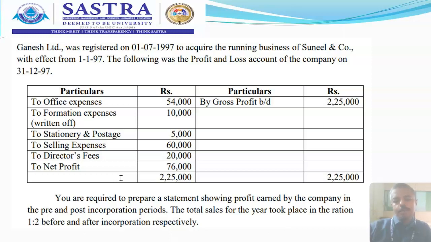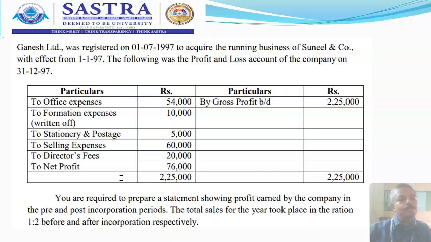I hope you are able to follow now. Rupees 75,000, are you able to get it? Yes, 1 by 3 of 2,25,000 is rupees 75,000, which you have to post in the pre-incorporation period. Then for the post-incorporation period, you can simply subtract rupees 75,000 from 2,25,000, and you will get the balance, which you can post directly in the post-incorporation period.